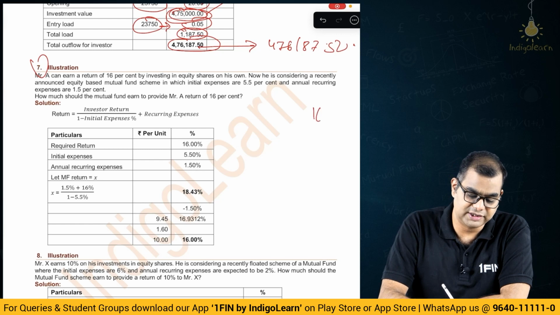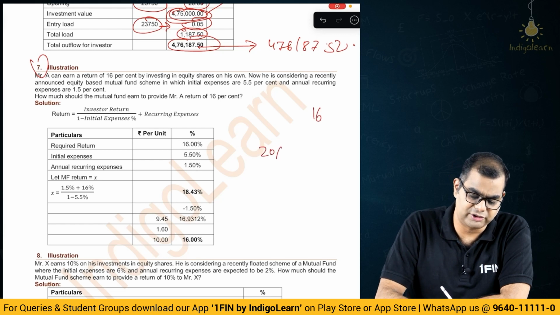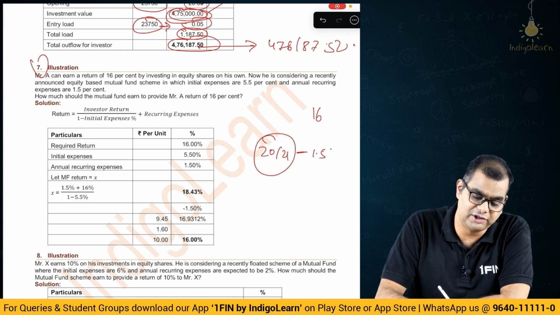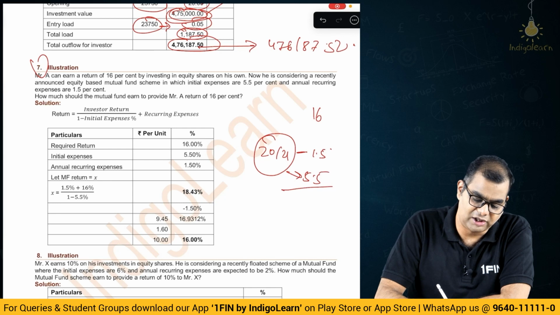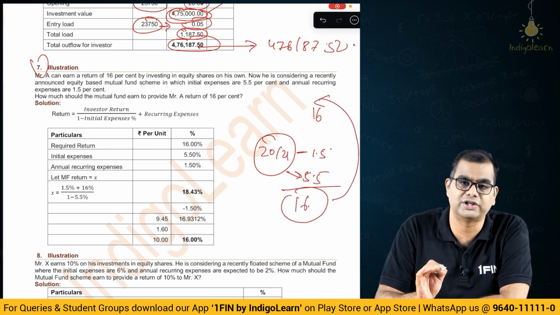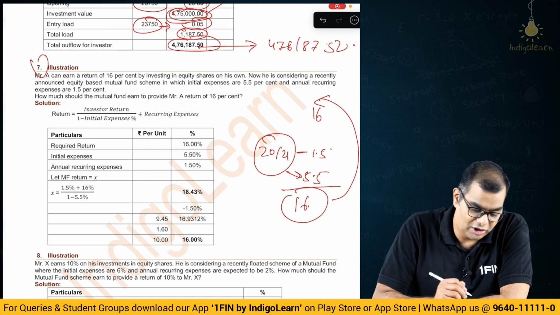See, on his own he can earn 16. Now, the mutual fund has to earn some 20 or 21 or something like that, so that when you subtract 1.5% every year and the 5.5% from the initial investment value itself, on a net basis he finally gets 16 from the mutual fund, which is the same as what he is getting on his own, because that's the opportunity cost. So, how do you compute?